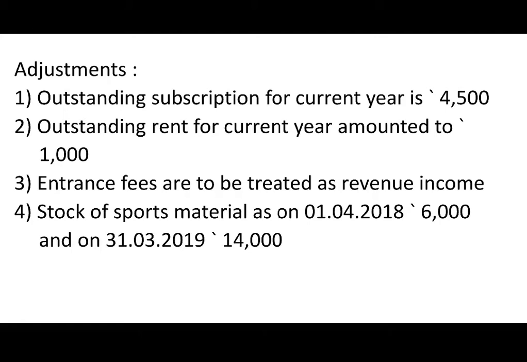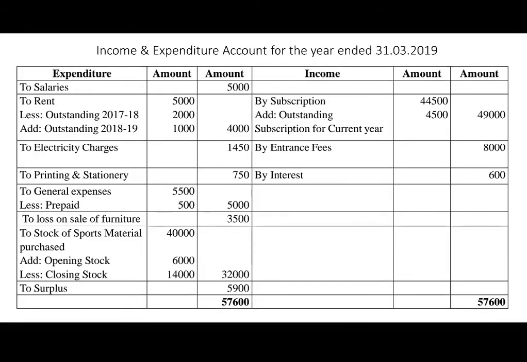The very first effect is that you will add it to the subscription which is recorded on the income side of the income and expenditure account. If you look here, 44,500 is already recorded. In that we add the outstanding subscription of the current year, which is 4,500, so it will be 49,000. How much did we get? 49,000. The second effect, where will it go?